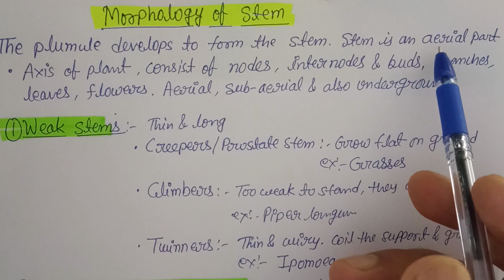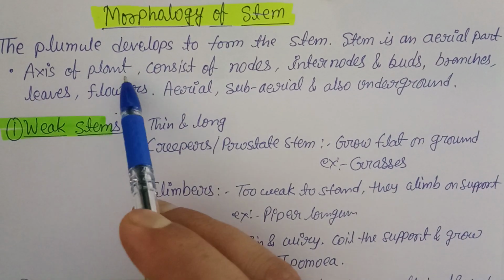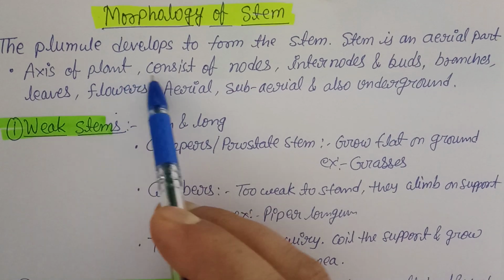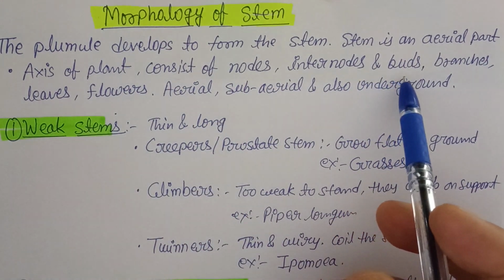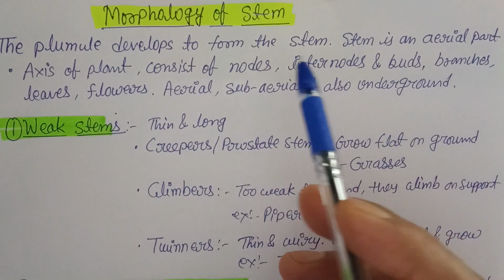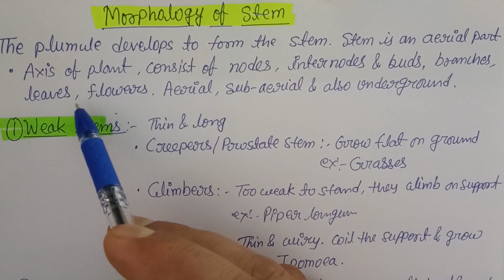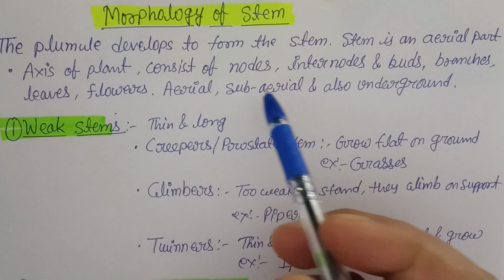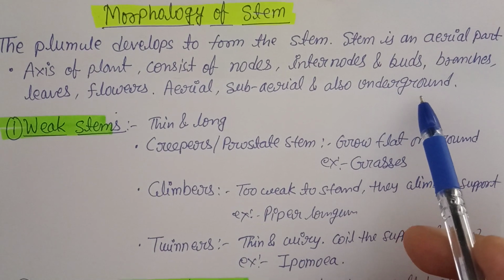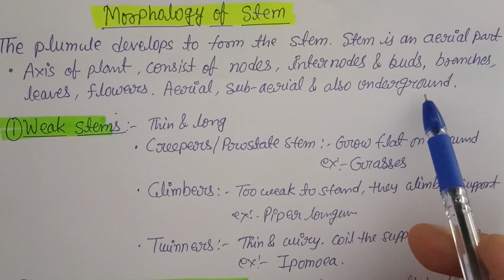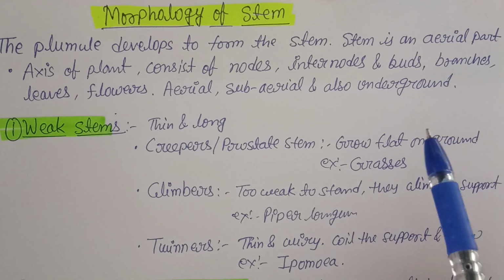It is not underground, we cannot say that. These are the axis of the plant. They consist of nodes and internodes. They may have buds, branches, leaves, and flowers, which will be there in the stem only. Stems can be aerial, subaerial, and sometimes they may be underground. Potato is a very good example of an underground stem, that is a tuber actually.